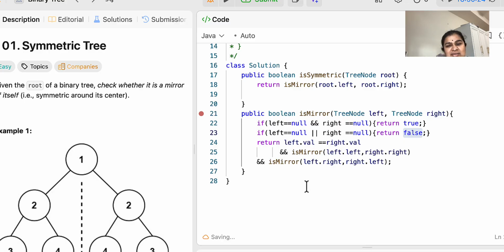Binary search tree problems are mostly solved using recursion or iterative approaches. I'm going over the recursive approach here.